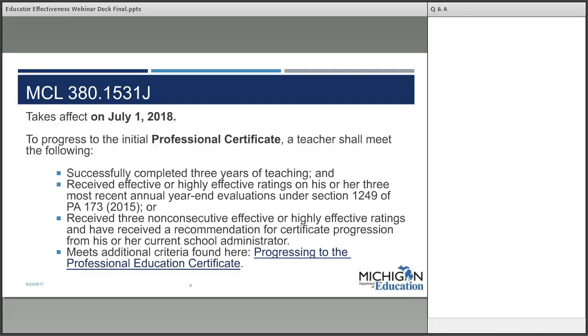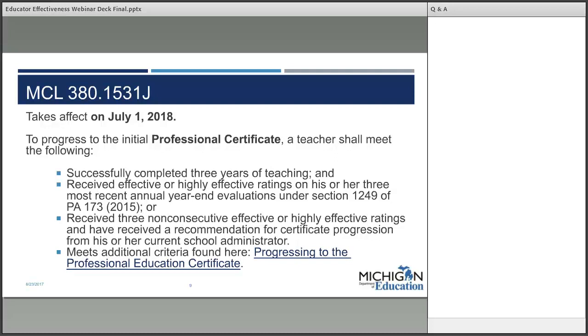Anyway, MCL 380.1531J will take effect on July 1st of 2018. This has to do with a professional certificate. In order to progress from the provisional certificate to the professional certificate, a teacher shall meet the following: successfully complete 3 years of teaching, and that would fall under that definition that we talked about earlier, and receive effective or highly effective ratings on his or her 3 most recent annual year-end evaluations. It also states that you can have 3 non-consecutive effective or highly effective ratings as long as you have a recommendation for the certificate progression from your current school administrator.